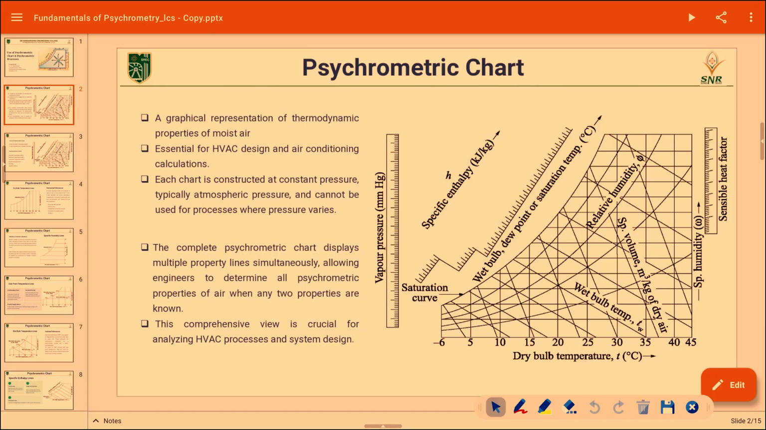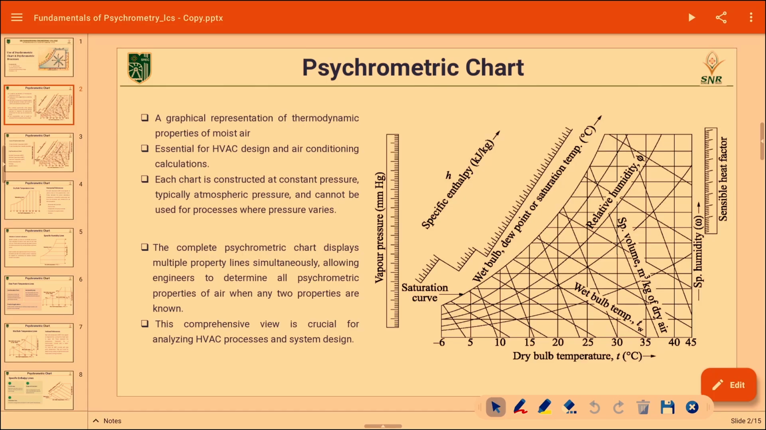So, let us start from the x axis and y axis of this psychrometric chart. As you see here, in the x axis, the abscissa, we have the dry bulb temperature. In the y axis, we have two things. One is specific humidity or humidity ratio, and we also have vapor pressure here in mm of Hg, Pv. So, these are the x axis and y axis of the psychrometric chart.